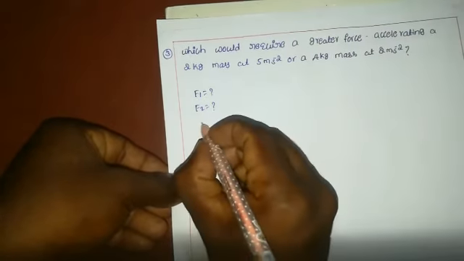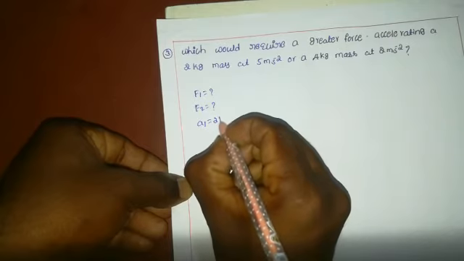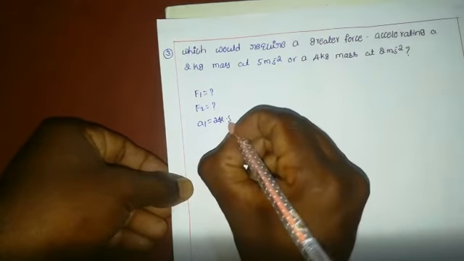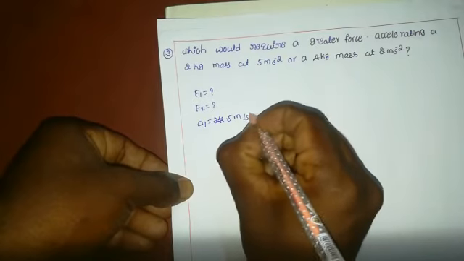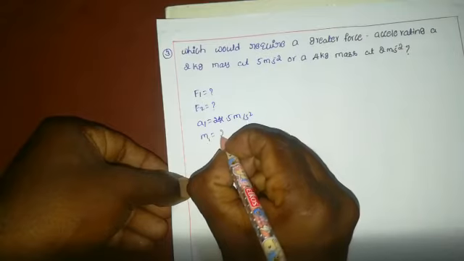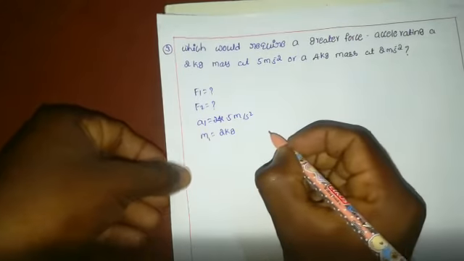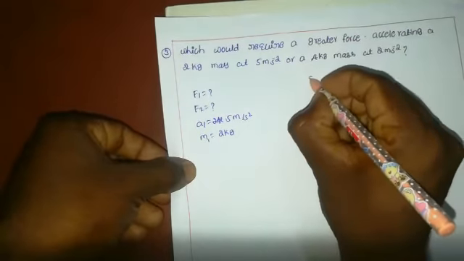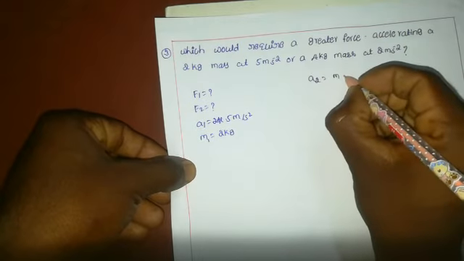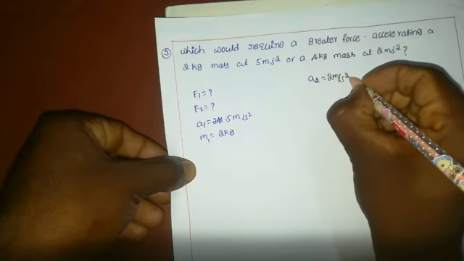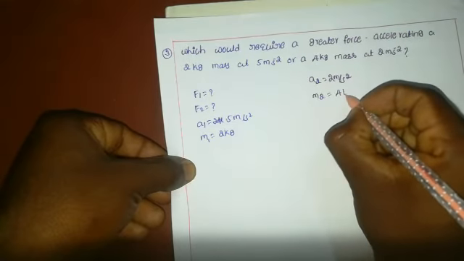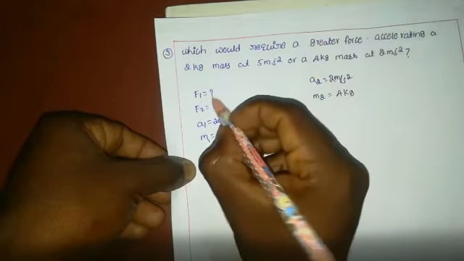What is given: the acceleration a1 is 5 meter per second square, and the mass m1 is 2 kg. Here also, a2 is equal to 2 meter per second square, and mass m2 is equal to 4 kg. Now we have to find out F1 and F2.